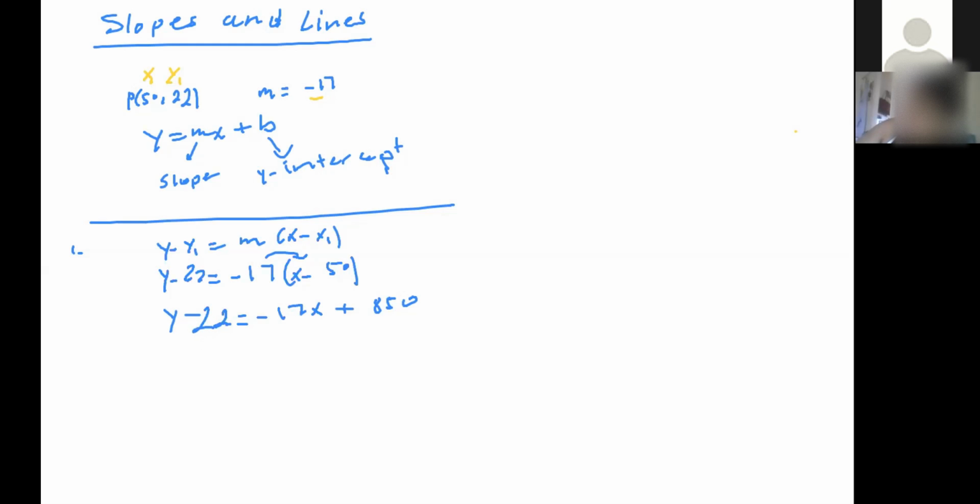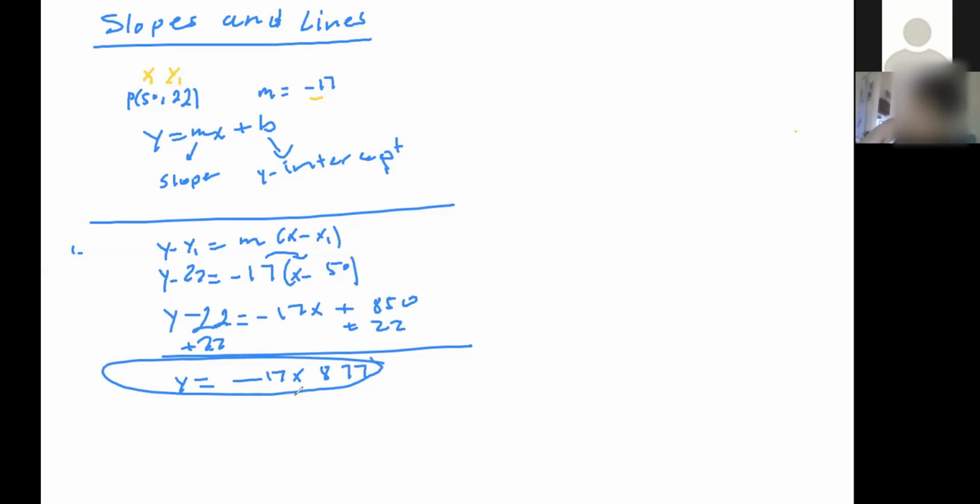Do I have to do positive 22 plus positive? Exactly. We're going to do that under the number, not under the x. So y is negative 17x, and we're going to add these two. That's 877. That's it. Now this looks like what we call the slope-intercept form.